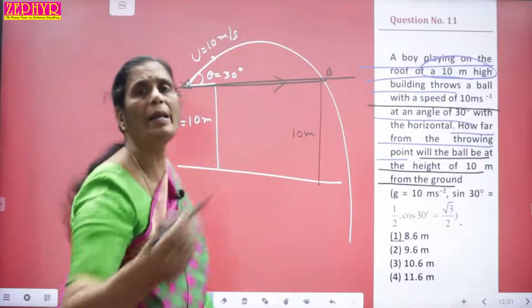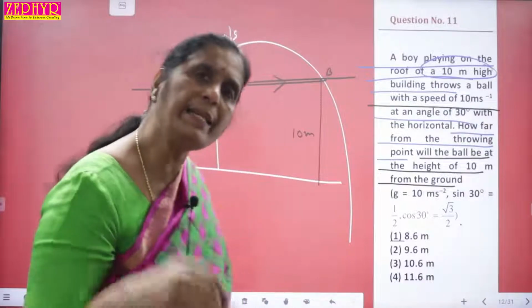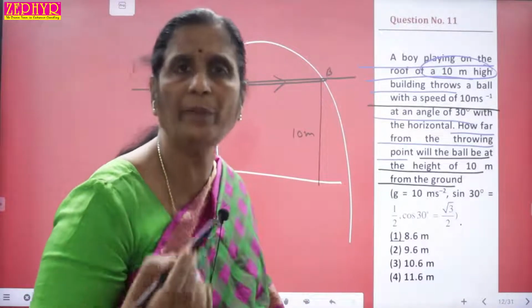How far is the ball again at a distance of 10 meters from the ground? Initially it was at a distance of 10 meters.